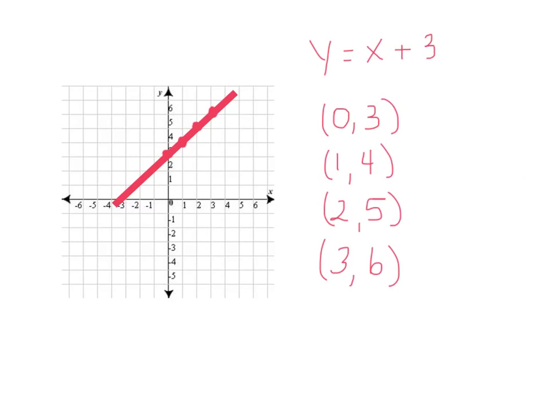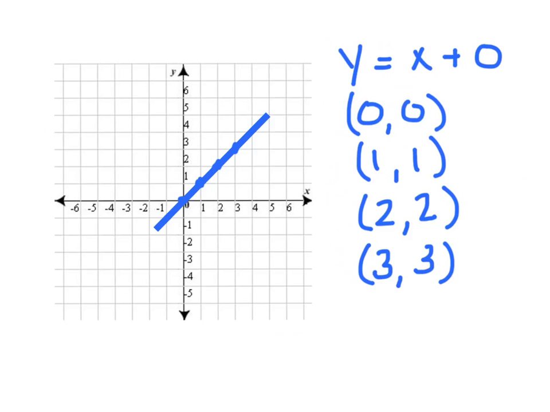So here's our first function, y equals x plus 3. And I went ahead and substituted in values for x. So I have 0, 1, 2, and 3. And then got my output for the y and wrote the ordered pairs. Then I went ahead and graphed those ordered pairs, starting with the x and then the y. So (0, 3), (1, 4), and so on. Then I connected the points with a straight line. So this is the graph of the function y equals x plus 3.